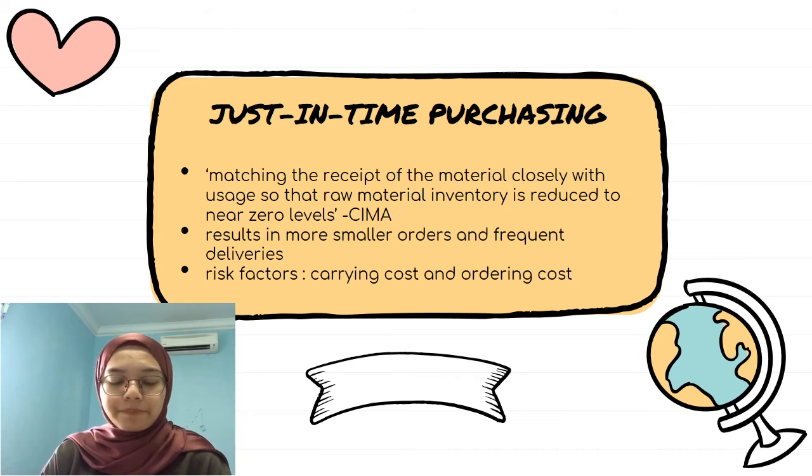pieces of cotton tee. So just-in-time purchasing will result in smaller orders and frequent deliveries. This is relevant because the producer will only purchase the material when it is needed. Every time there is an order, only then the producer will place an order to the supplier, and because of this there will be frequent deliveries, and each of the deliveries will bear a carrying cost and ordering cost. So this is why the risk factors for just-in-time purchasing are the carrying cost and ordering cost.